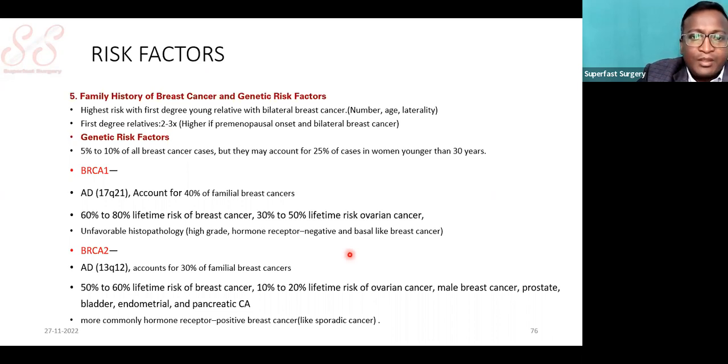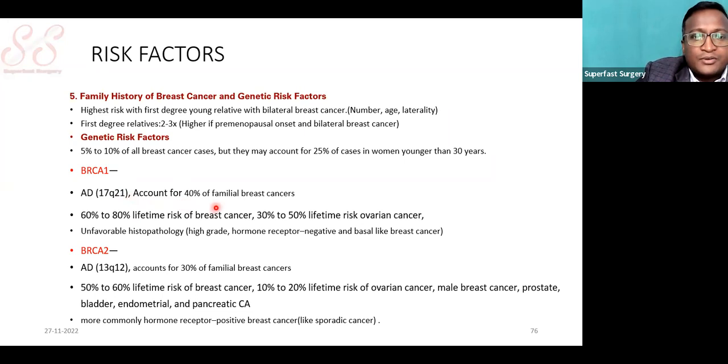Now BRCA1, we all know it is autosomal dominant. The chromosome associated is 17q21. Why I have kept it, because they will ask q21. These days they are not asking 17, they are asking this previous one, in order to make our life very difficult.